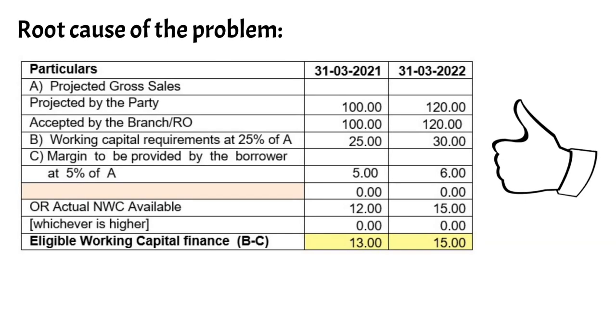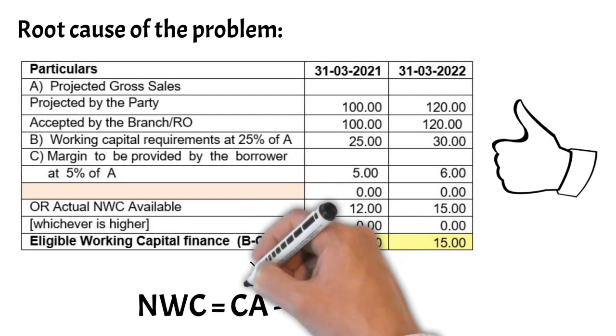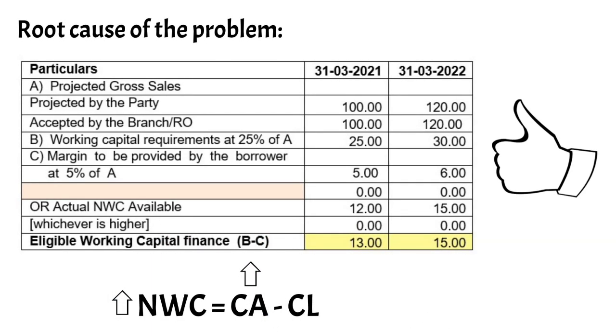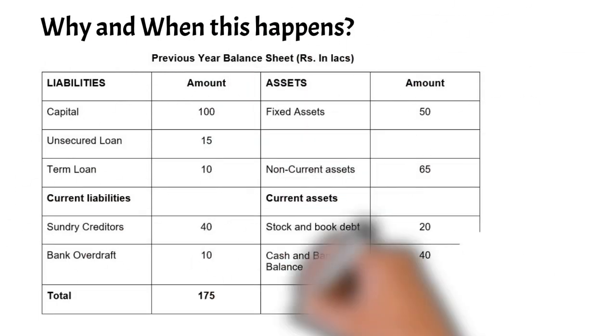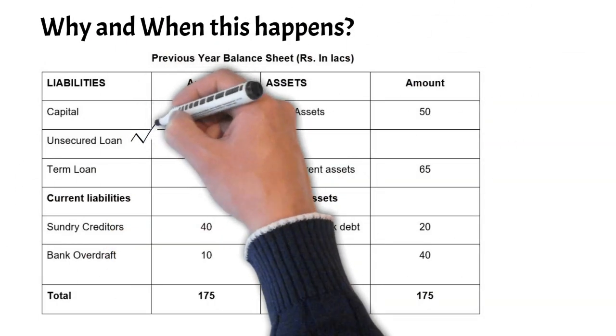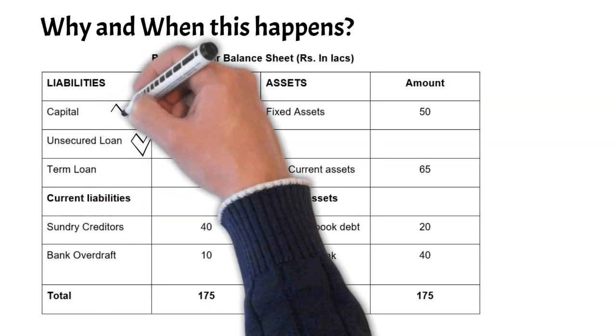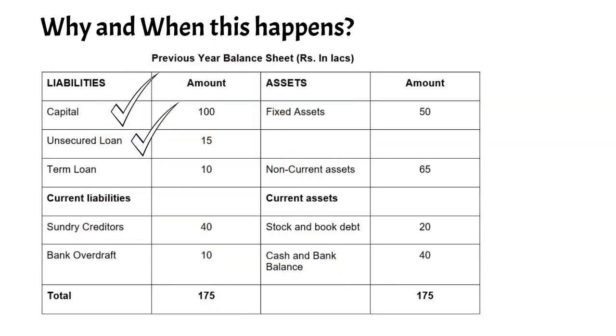So what according to you could have led to such a situation? It's the temporary surge in current asset level, which in turn increased the NWC. Remember, NWC is calculated by current asset minus current liability. So an increase in current asset will definitely stretch the NWC as well. This usually happens when long-term funds are brought in by the borrower in the form of equity or unsecured loan from friends and relatives.